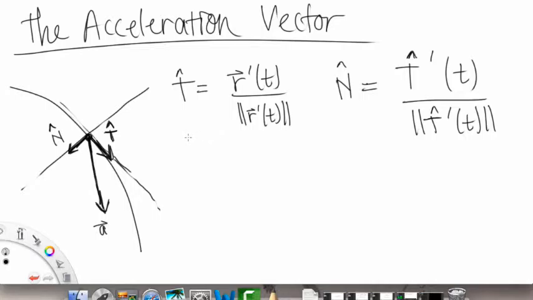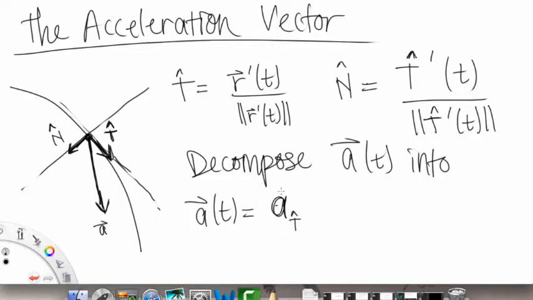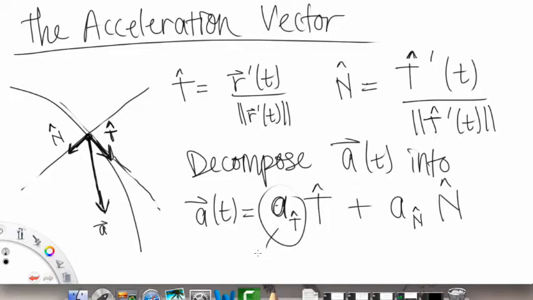What we're going to do is decompose our acceleration vector, a of t, into the following. A of t is equal to some coefficient, which is not going to have an arrow over the a, times the unit tangent vector, plus another coefficient, this one belonging with the normal, times the unit normal vector. So this is the tangential coefficient.